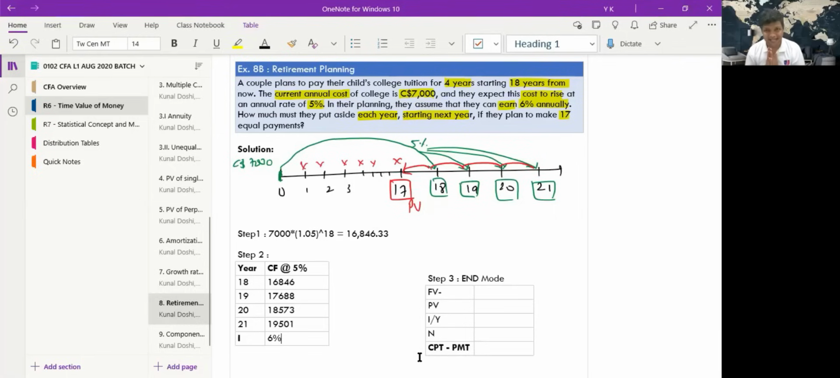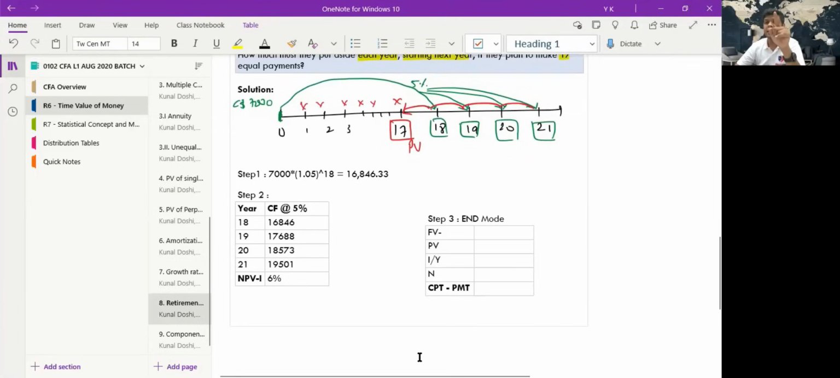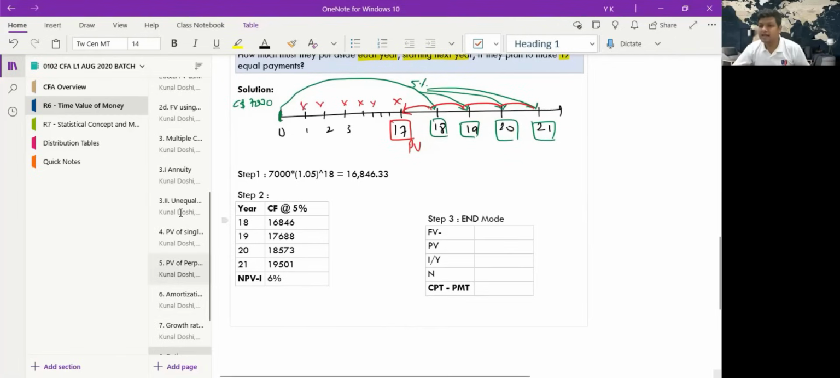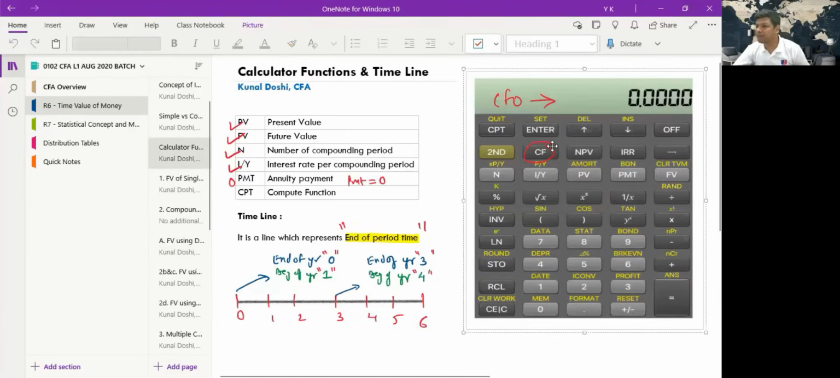Is your amount the same in 18, 19, 20, and 21 years? No. And therefore, we will be using which function? Yes, we'll be going with the CF function. Everyone with me? So in your calculator, you will press CF and first clear the previous data. How will you clear it? Press CF, then second, clear. By doing second clear, all the previous numbers are vanished.